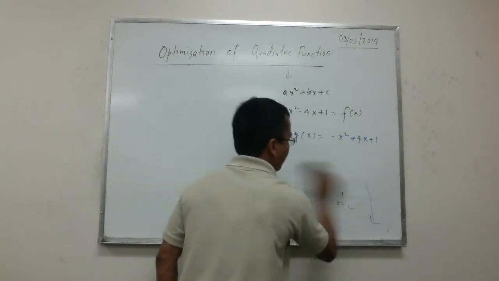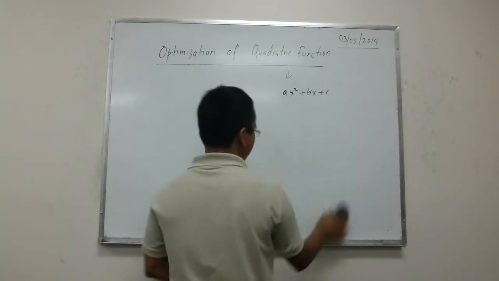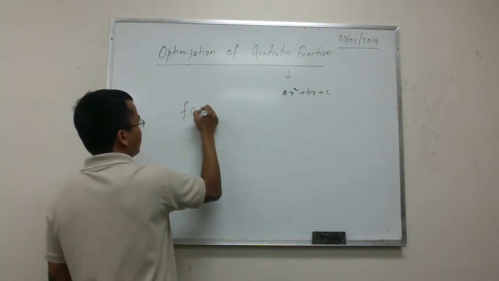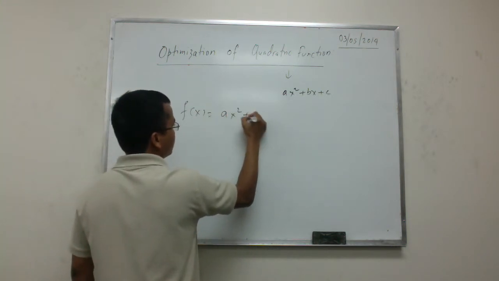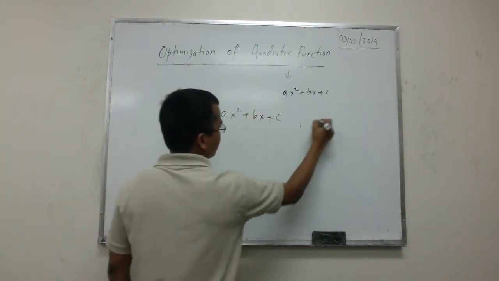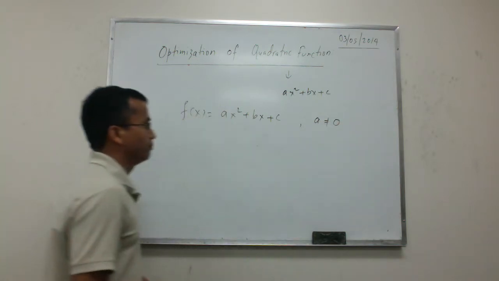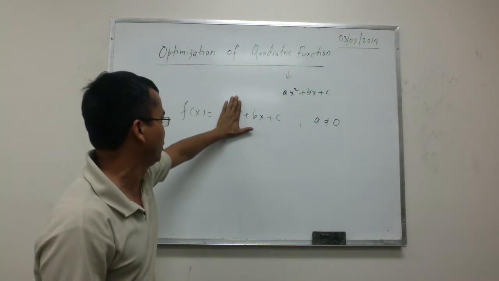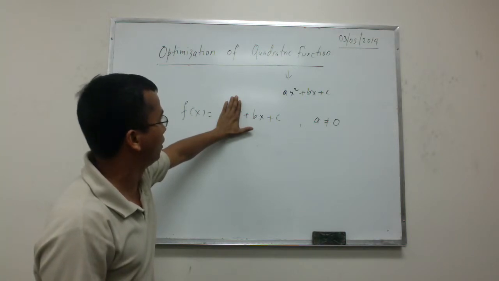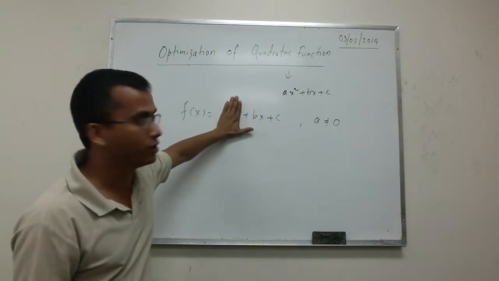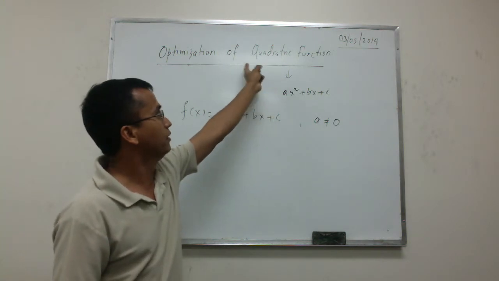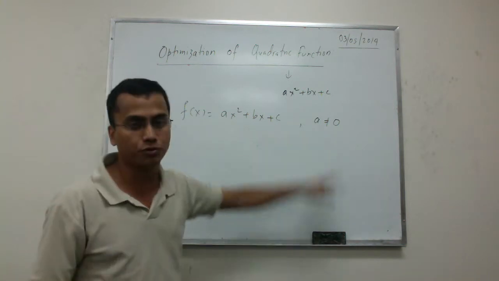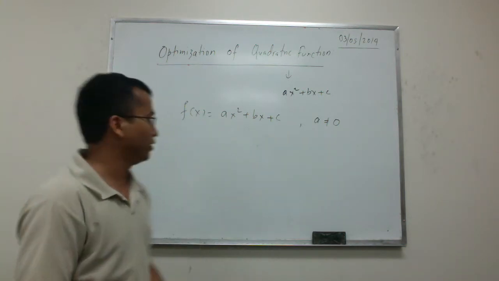So after this example, let me give you the formula to find the maximum or minimum value of a quadratic function. So if your function is a quadratic function, which is ax squared plus bx plus c, make sure that a is not equal to 0, because if a is 0, then your function would not be a quadratic function, it would be a linear function. So here we are trying to optimize the quadratic function. That's why I make sure that the value of a should be non-zero.